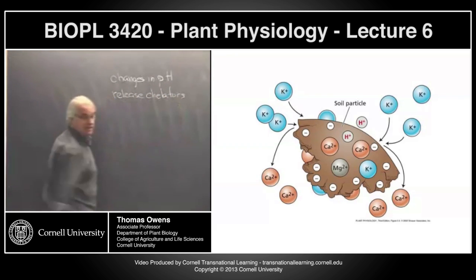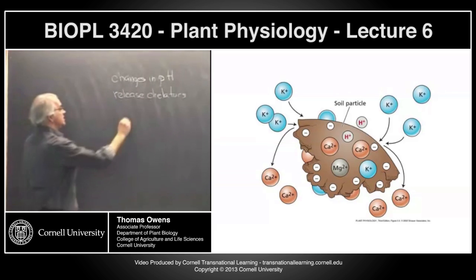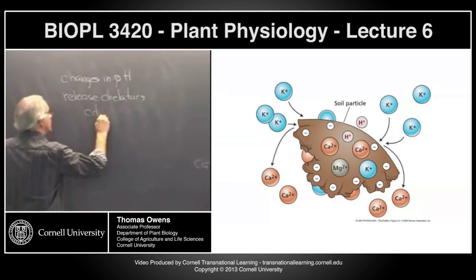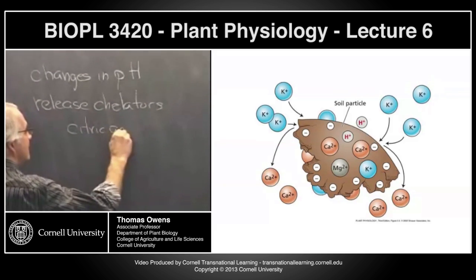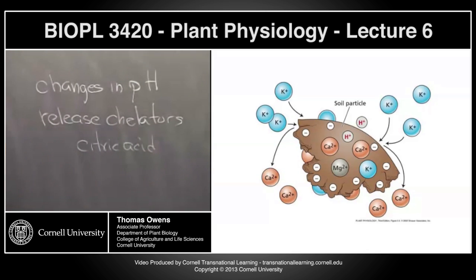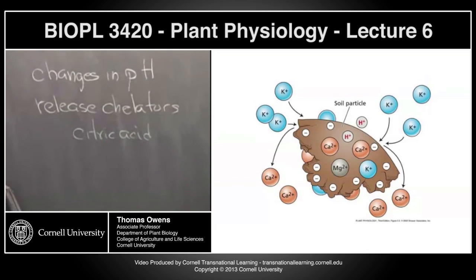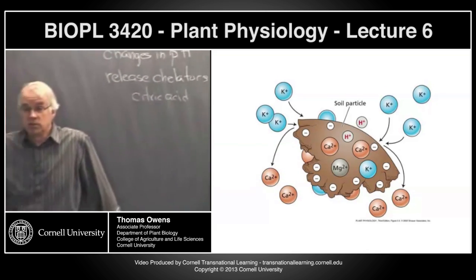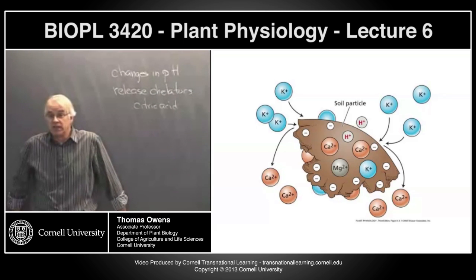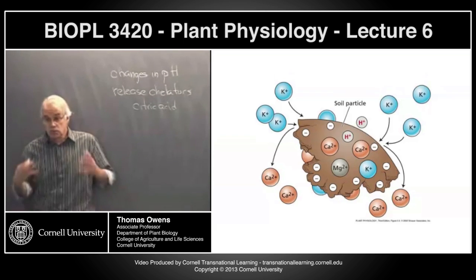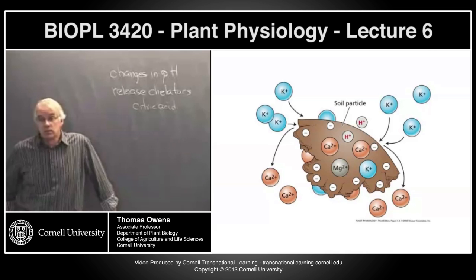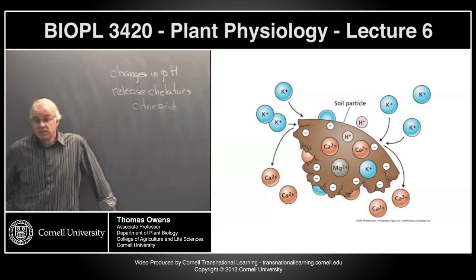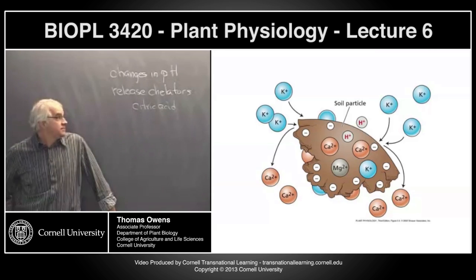They don't release EDTA, but citric acid, the thing that makes citrus fruits acidic. Many plant roots have the ability to produce citric acid as a chelator to make more positively charged ions available from the soil.